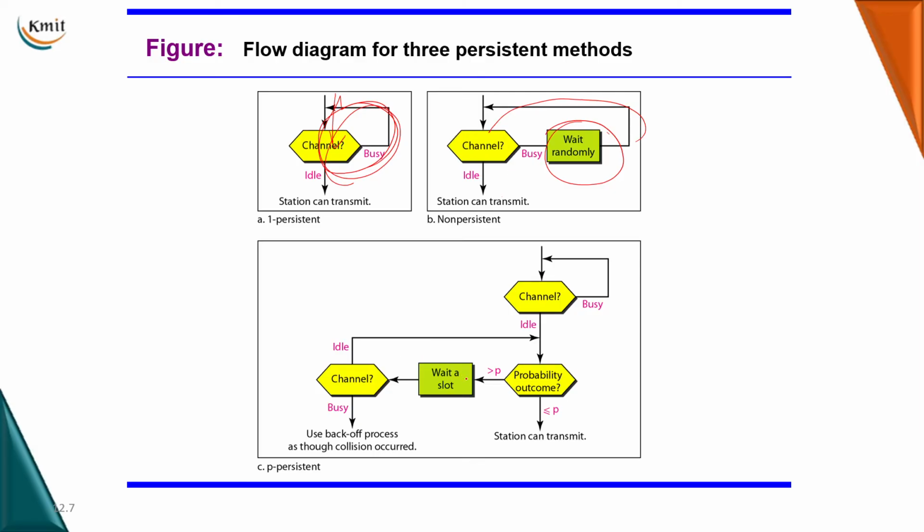When coming to P persistent CSMA, if it finds the channel idle, it will wait for a probability outcome, and if the probability outcome is less than or equal to the probability P, it will transmit. If it is Q, that is 1 minus P, it will wait for a particular time slot and then sense the channel, and if it is idle, it will transmit. Otherwise, if it is busy, it will use the back off process as though a collision has occurred. So these are all the CSMA persistent methods: one persistent, non-persistent and P persistent.